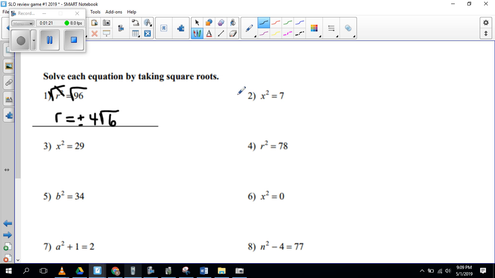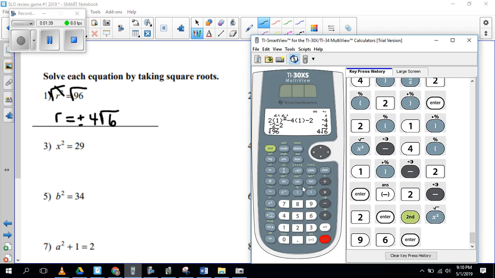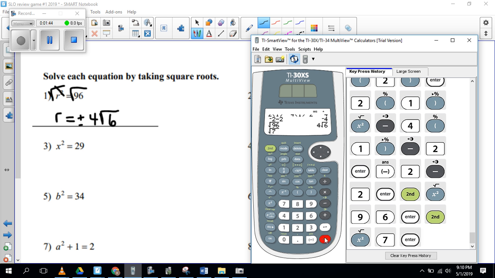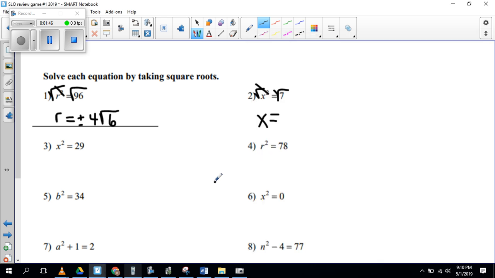Okay? So look here, number 2. If you see here, the only thing that's with x is the squared. So we square root both sides, and that undoes this. We're left with x equals, if you get your calculator, square root of 7. If you don't know, 7 is one of those numbers that stays the same, so you still get square root of 7. So plus or minus square root of 7. Okay? So you'll do the next couple ones.